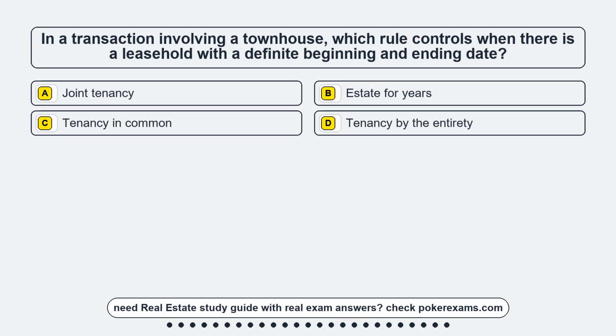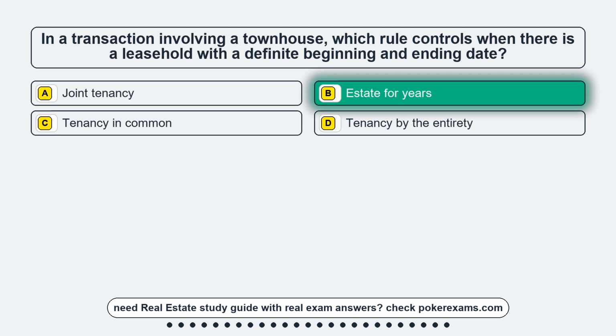Question 19. In a transaction involving a townhouse, which rule controls when there is a leasehold with a definite beginning and ending date? Option A, joint tenancy. Option B, the estate for years. Option C, tenancy in common. Option D, a tenancy by the entirety. The correct answer is option B, estate for years.